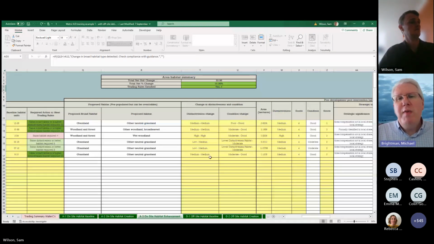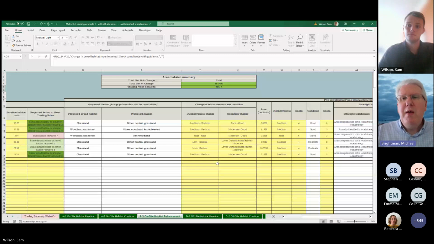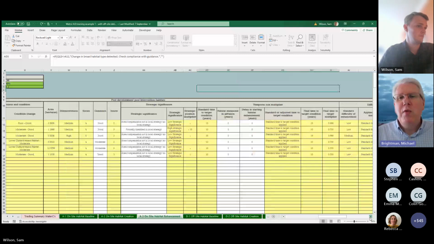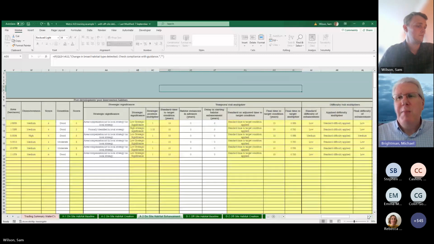And then where we have the condition, what we're doing there is forecasting the condition at the end of the 30 years post-intervention. We also have the tab for strategic significance. And then if we scroll across further, we have a number of other multipliers, but we'll look at those on the offsite, I think, Sam. So that's what we've done on site. Now we're going to have a look at offsite.